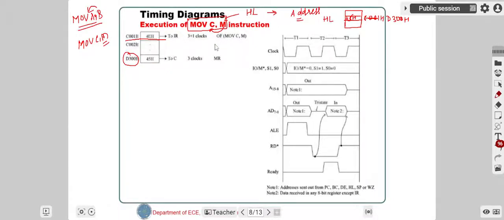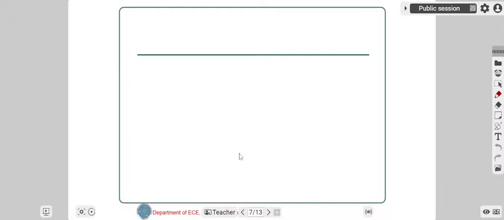It will be copied into the C register. So what will happen here? Let us see that location C001H is having contents 4EH, which is the opcode for instruction MOV C,M.